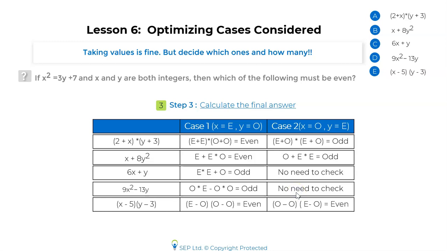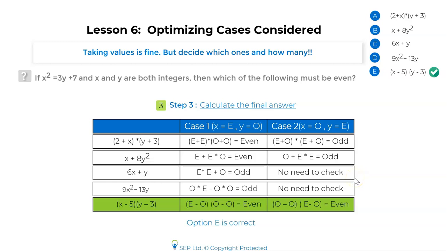And in the last case, obviously, if nothing else works, the last has to be your answer, and you can even check it. Even times odd is odd, and odd times odd is even, so this would give you even. And in the second case, odd times odd is even, so it gives even, so this has to be the correct answer. So the correct answer in this case is option E.